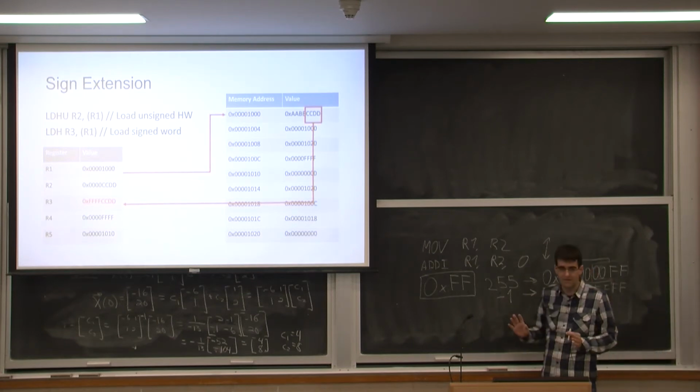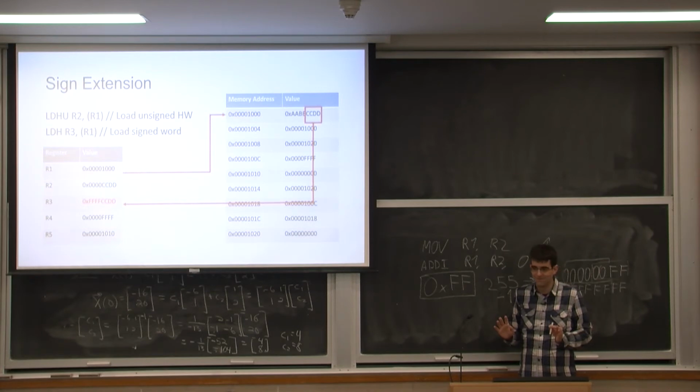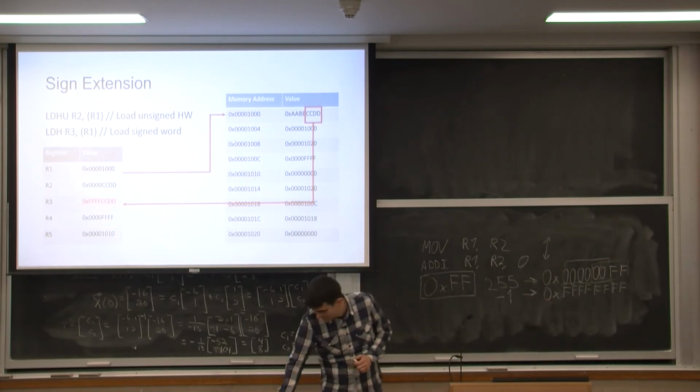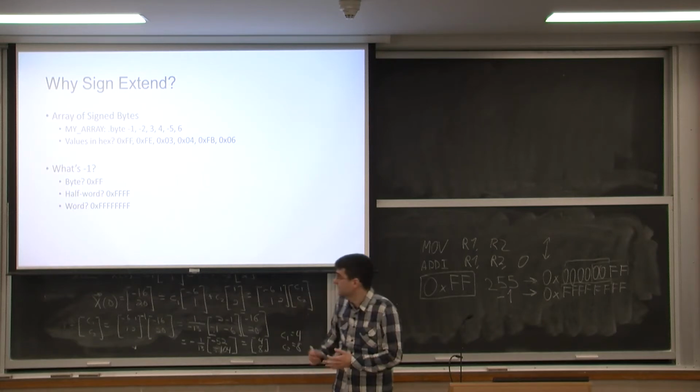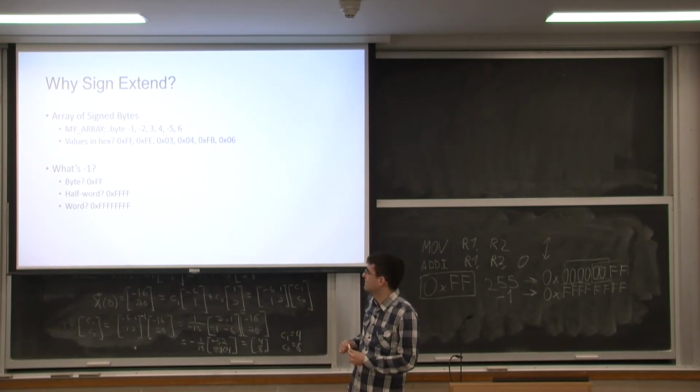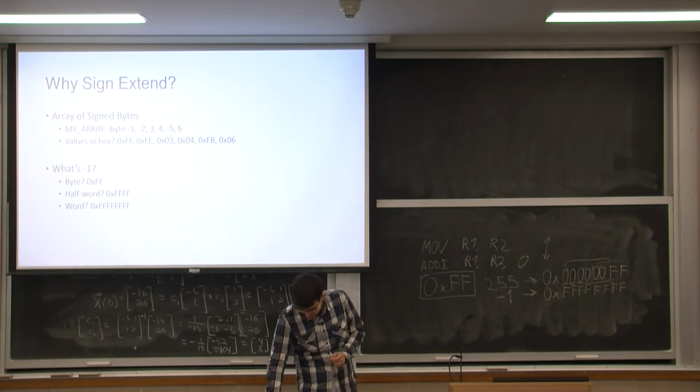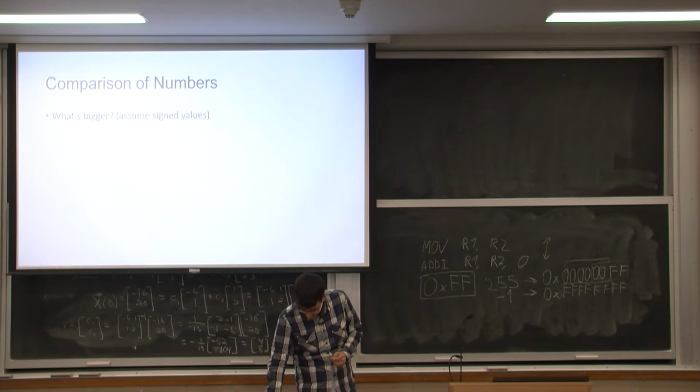Okay, is this clear? No questions? Okay. So this was the explanation of this. The first part is just telling you that if you declared your array as bytes, then you will have to extend. Nothing much more here.